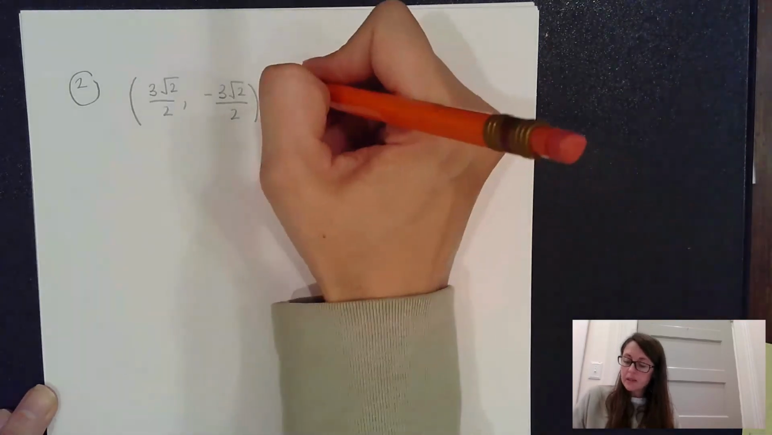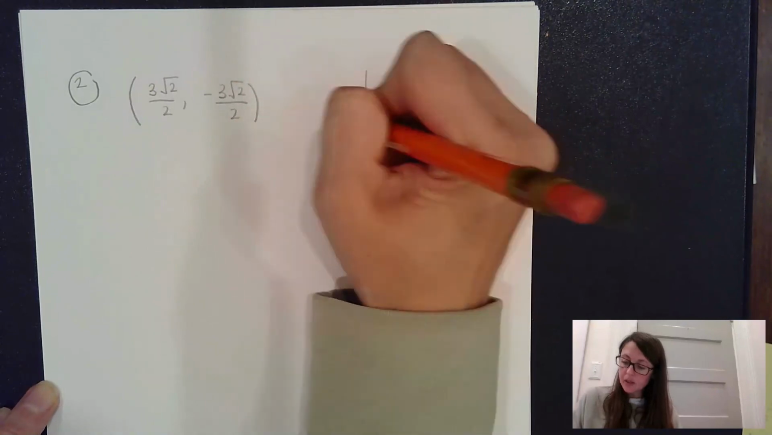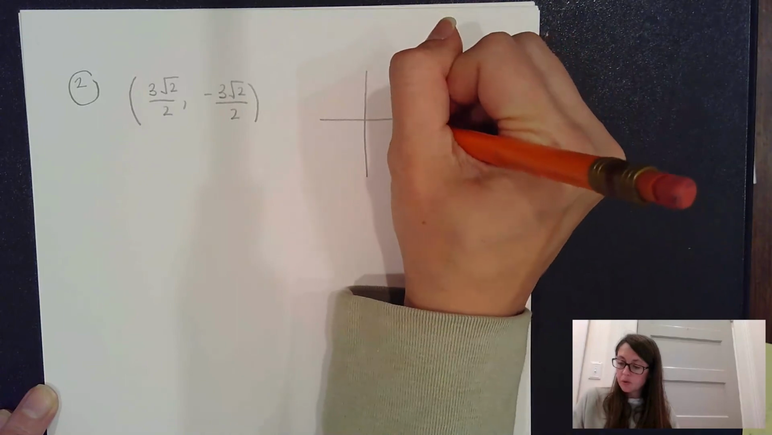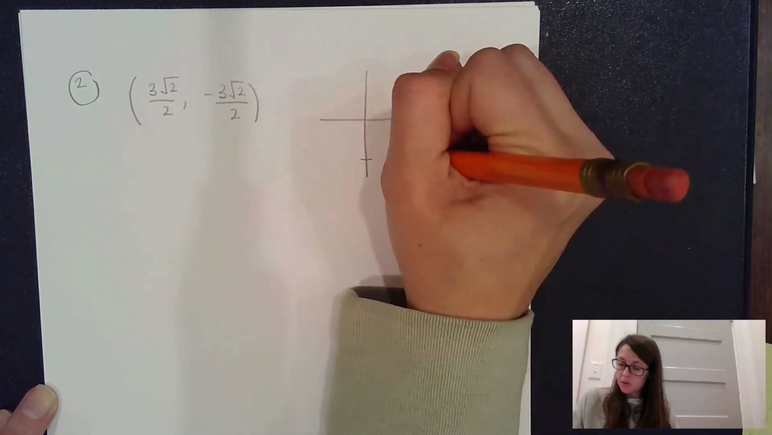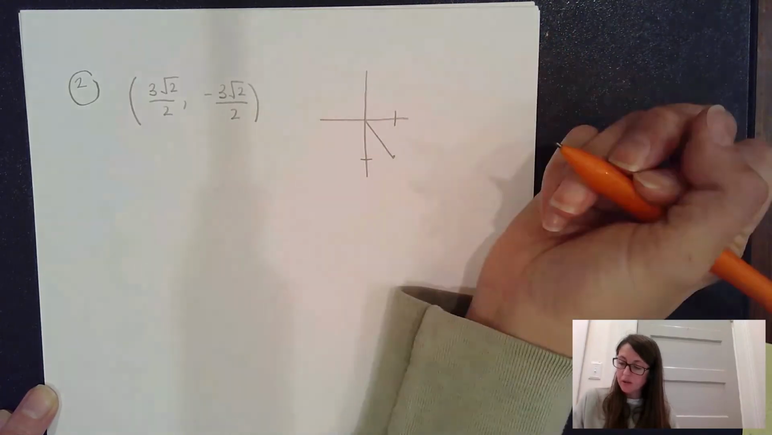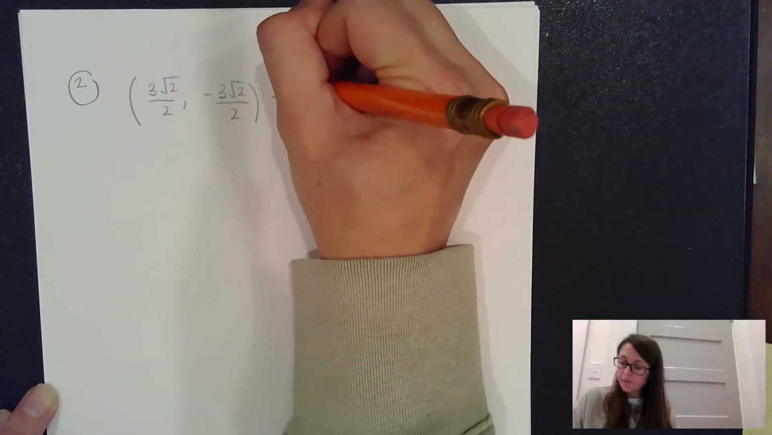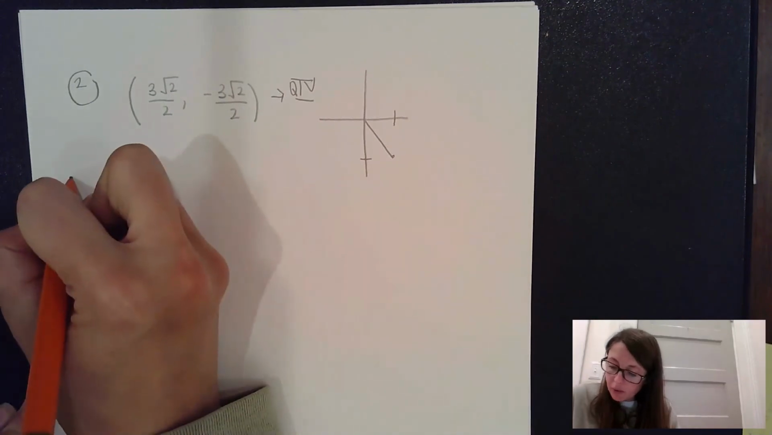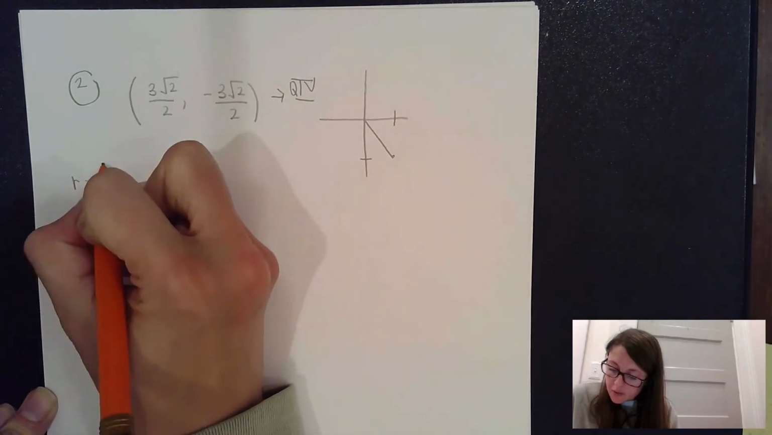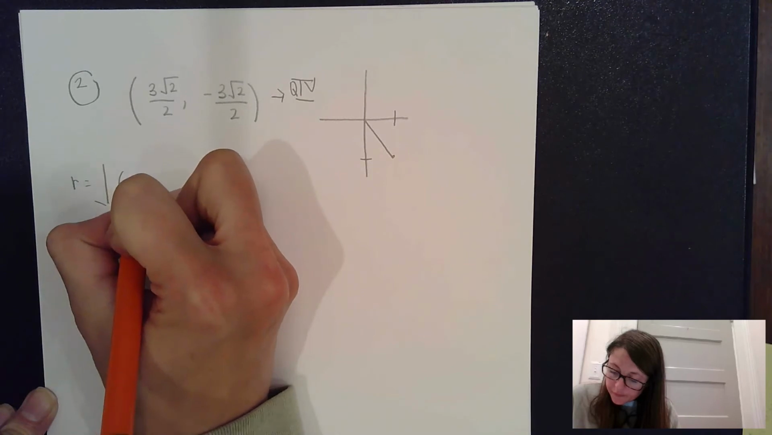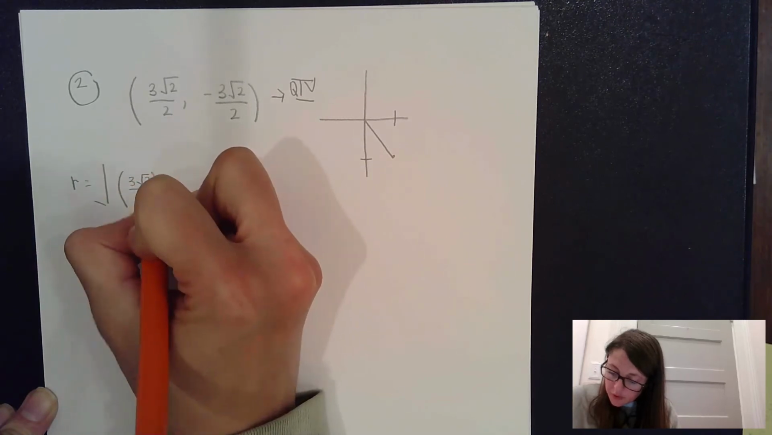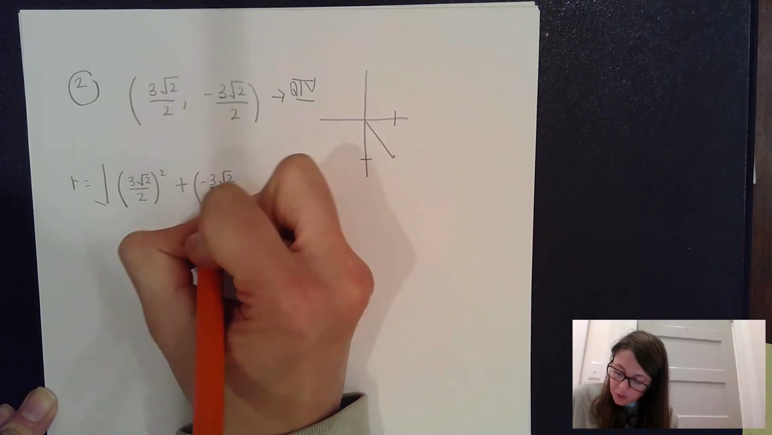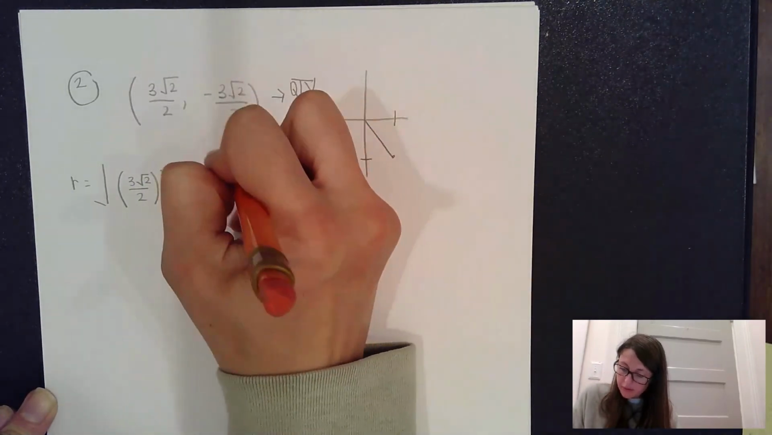Okay, so let's think about this for a second. Where is 3 square roots of 2 over 2 and a negative 3 square roots of 2 over 2? So this is going to be in the 4th quadrant. Okay, so to find my r, I am going to say the square root of 3 square roots of 2 over 2 squared plus a negative 3 square roots of 2 over 2, all of that squared.